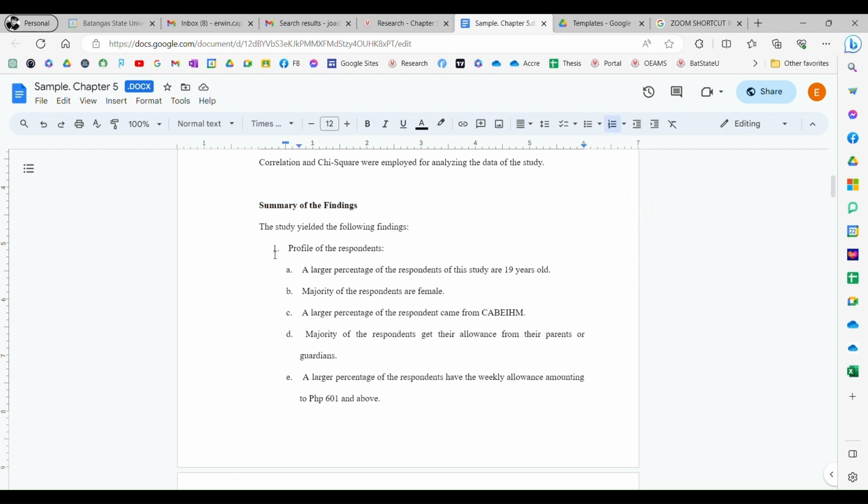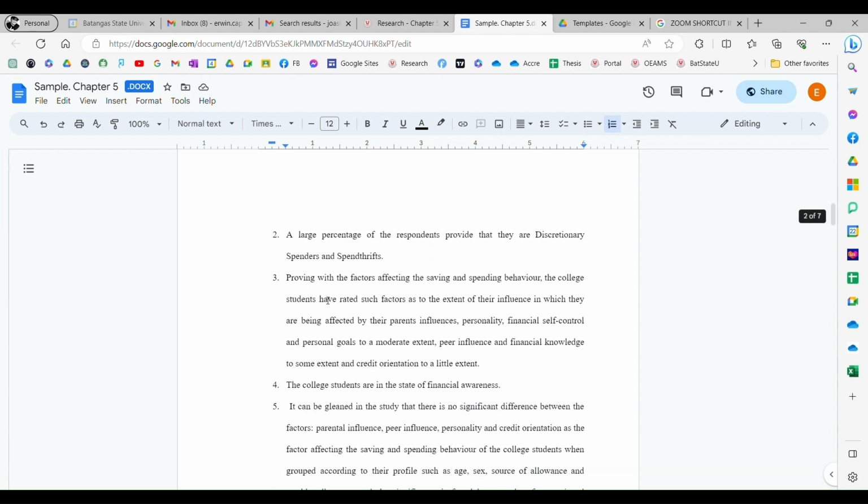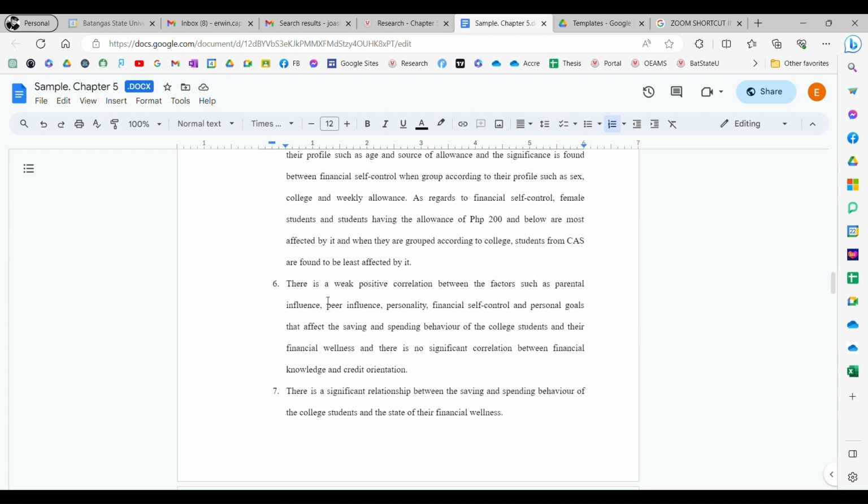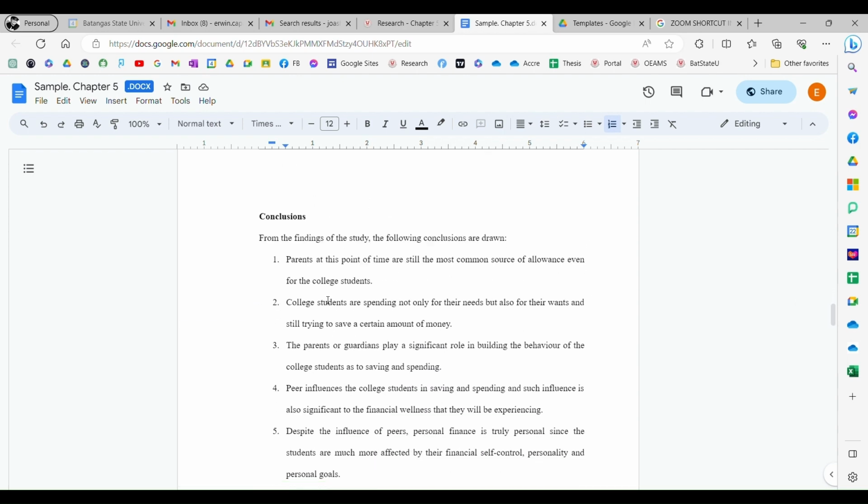In here it is itemized based on the sub problems that you have presented in your statement of the problem. In this example we have 7 items in the summary of findings. It means that there are 7 sub-problems that you have presented in the statement of the problem, and it has to be presented in order of presentation of our SOP. Next we have the conclusions.